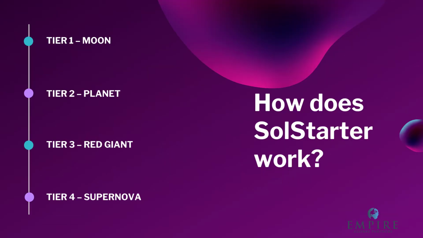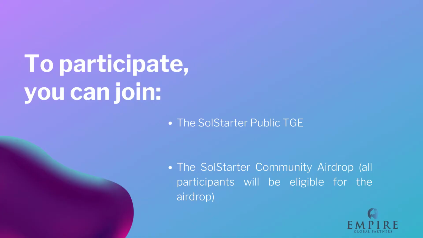SolStarter uses a tier-based system to determine the guaranteed allocation for each participant in a pool. There are 4 tiers: Tier 1, Moon; Tier 2, Planet; Tier 3, Red Giant; and Tier 4, Supernova. To participate, you can join 1. The SolStarter Public TGE, 2. The SolStarter Community Airdrop. All participants will be eligible for the airdrop.